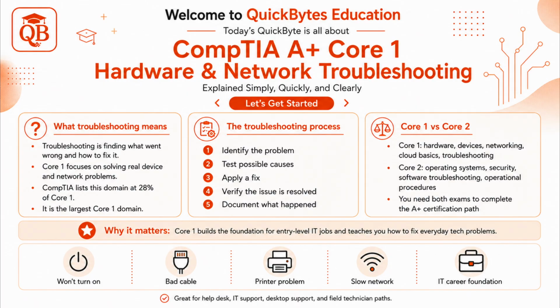Now, here's the simple difference between Core 1 and Core 2. Core 1 is mostly about devices, hardware, networking, cloud basics, and troubleshooting. Core 2 usually focuses more on operating systems, security, software troubleshooting, and professional IT procedures. So if Core 1 is about the physical and connectivity side of IT, Core 2 is more about the software, security, and support side. You need both to complete the A+ certification path.